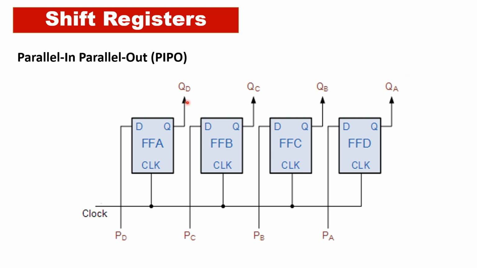Data is loaded into all the flip-flops simultaneously using parallel input lines. This means each flip-flop in the register receives a unique bit from a set of input lines. After the data is loaded, it is also read out simultaneously through parallel output lines, making the output process very fast. Like other types of shift registers, parallel in, parallel out shift registers use a clock signal to synchronize the loading of the data into the flip-flops.